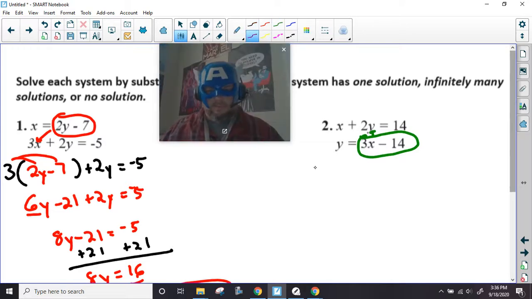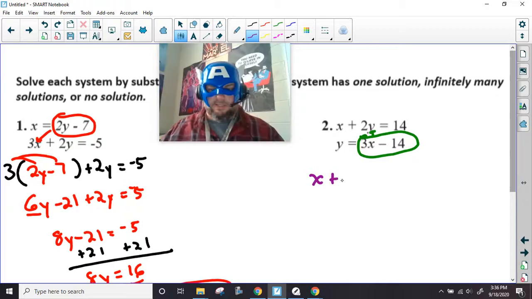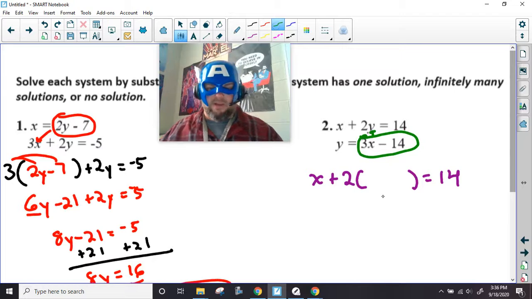All right. So we're going to have x plus... Now we could do parentheses. No, we need to do parentheses. I forgot there's a coefficient out there. Coefficient is just a fancy word for the number beside the variable.